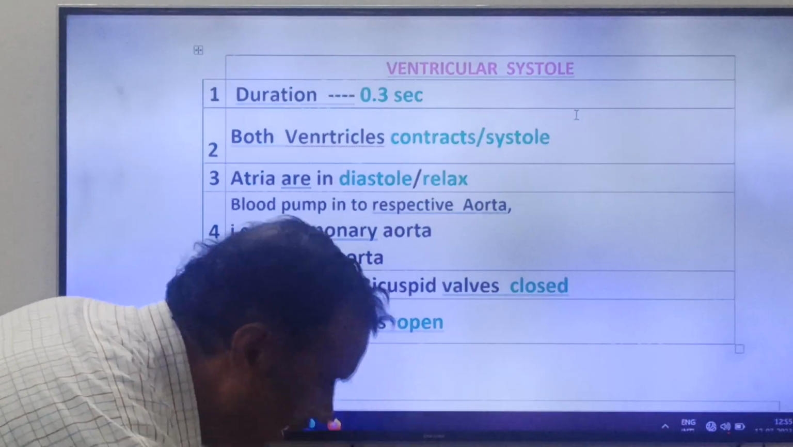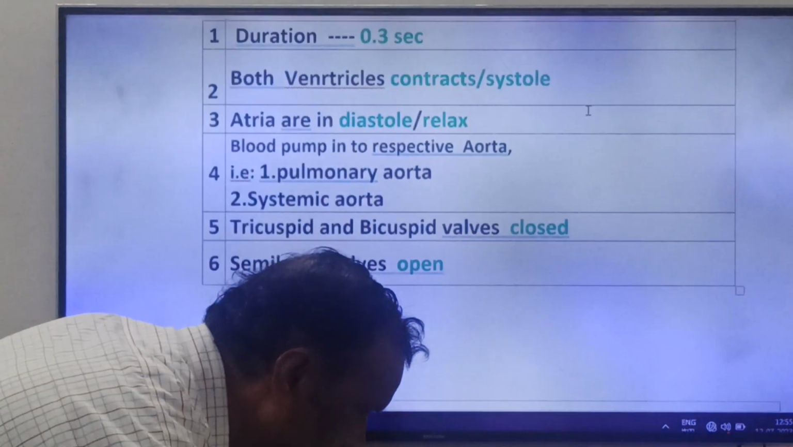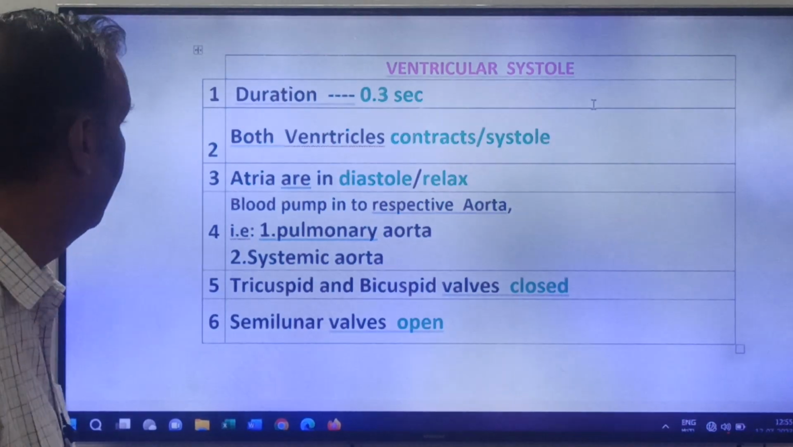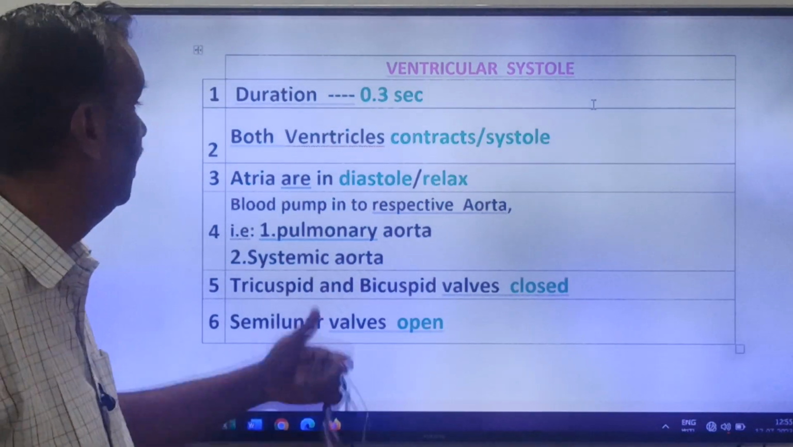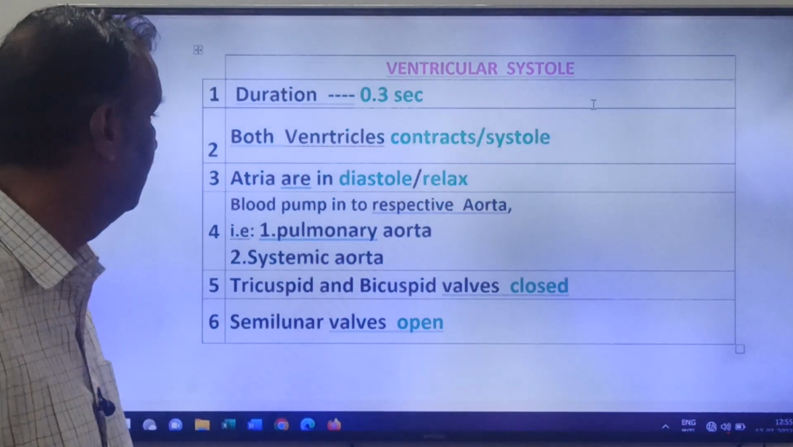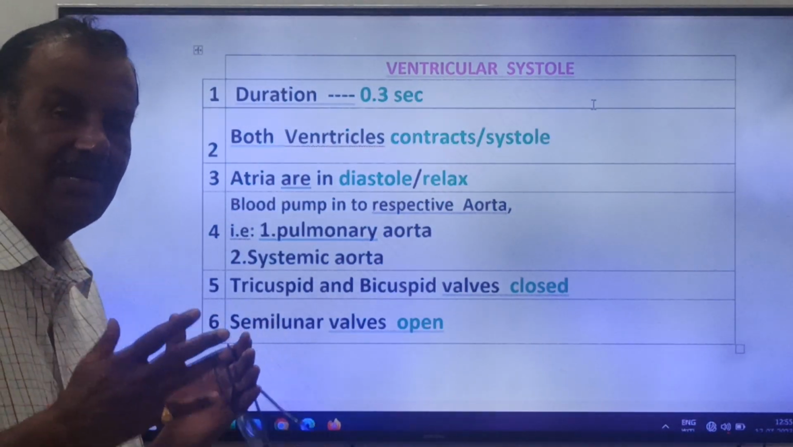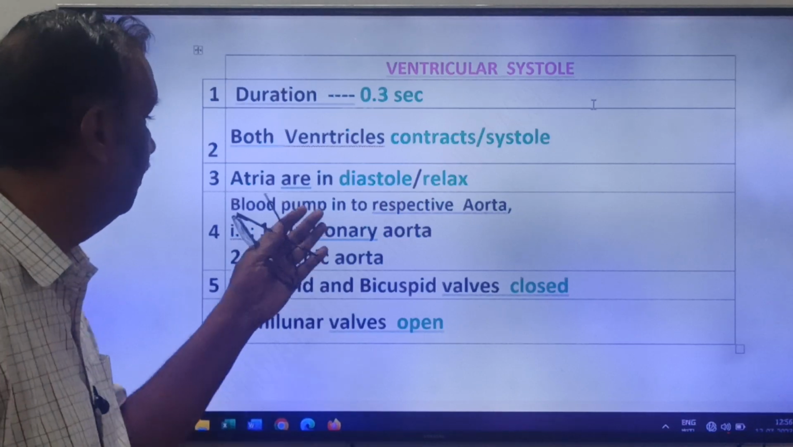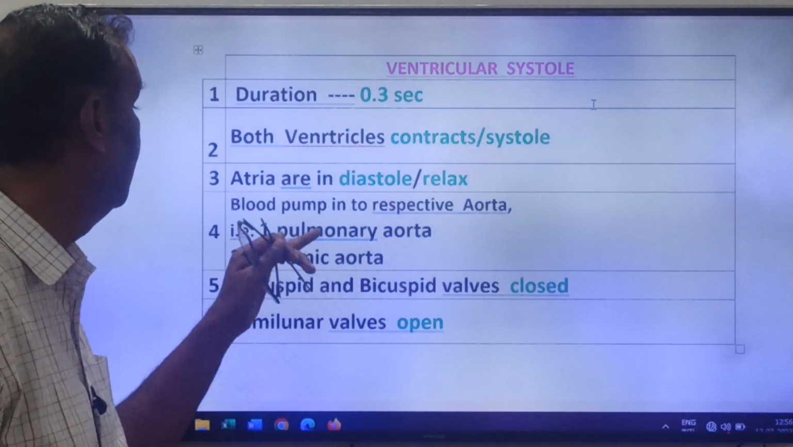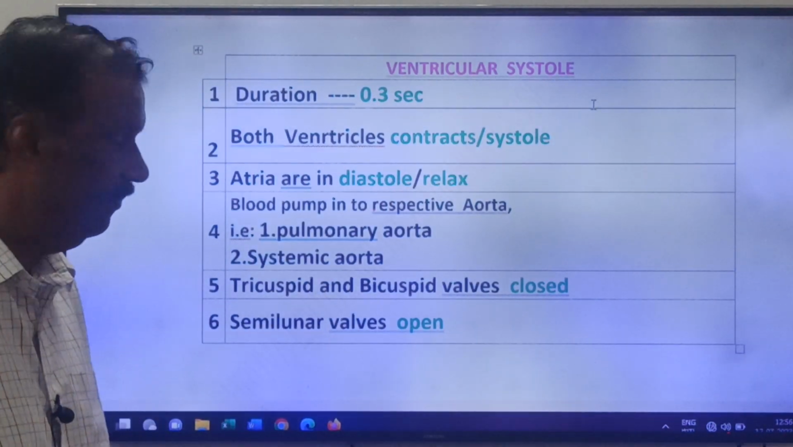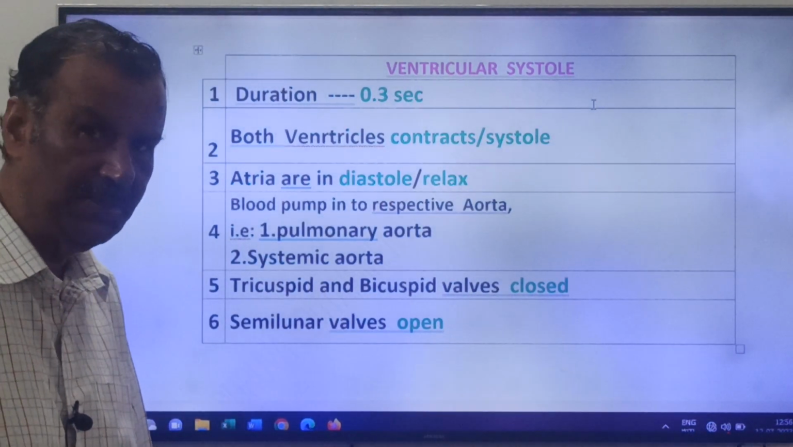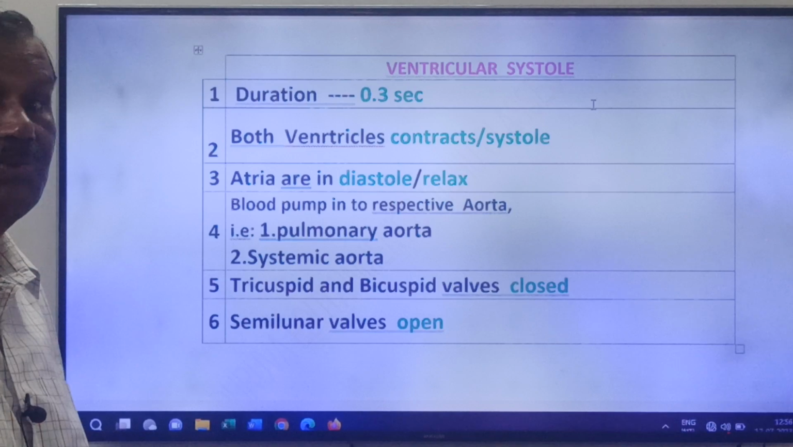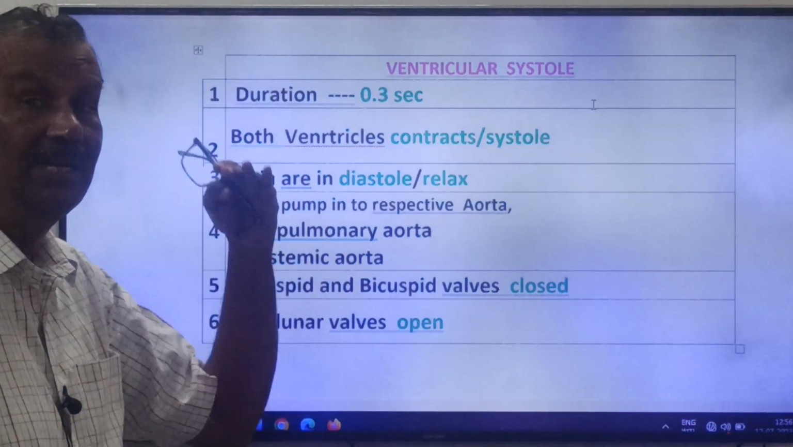Now see friends, once again, ventricular systole. You have to write these words only. What is the duration of the ventricular systole? 0.3 seconds. What happened during ventricular systole? Both ventricles contract, that's called systole. What happened to atria? Atria are in diastolic state or relaxed state. During ventricular systole, blood is pumped into the respective aorta. What are the respective aorta? One is the pulmonary aorta, another is the systemic aorta. Next, what happened to the tricuspid valve and bicuspid valve? They closed. What happened to the semilunar valves? They opened. These are the events which occur in the ventricular systole.